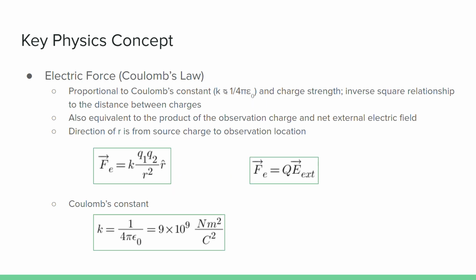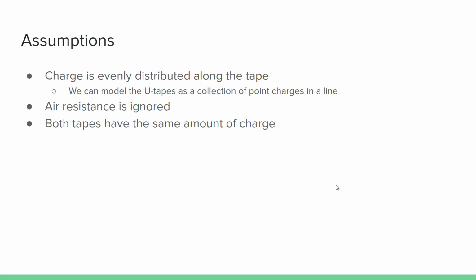as a point charge. The last key physics concept involved in this lab is the electric force, or Coulomb's law, which states that electric force is proportional to Coulomb's constant and charge strength, with an inverse square relationship to the distance between the charges. It is also equivalent to the product of the observation charge and the net external electric field at that point. The direction of r is from the source charge to the observation location, and Coulomb's constant is stated below.